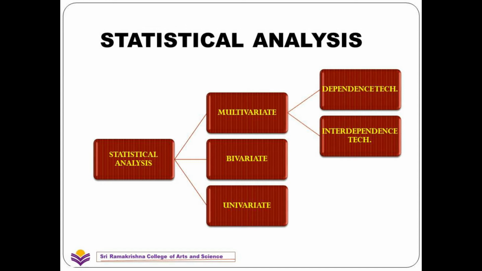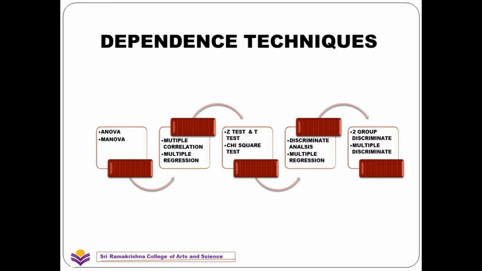Let us see some terminologies that we have to understand the basic difference in dependent technique usage. ANOVA and MANOVA. ANOVA is analysis of variance. MANOVA is multiple analysis of variance. ANOVA, mean difference of more than two groups on one dependent variable. MANOVA, mean difference among groups across several dependent variables. Multiple correlation, combined effect of two or more independent variables on a dependent variable. Multiple regression, simultaneous effect of several independent variables on a dependent variable.